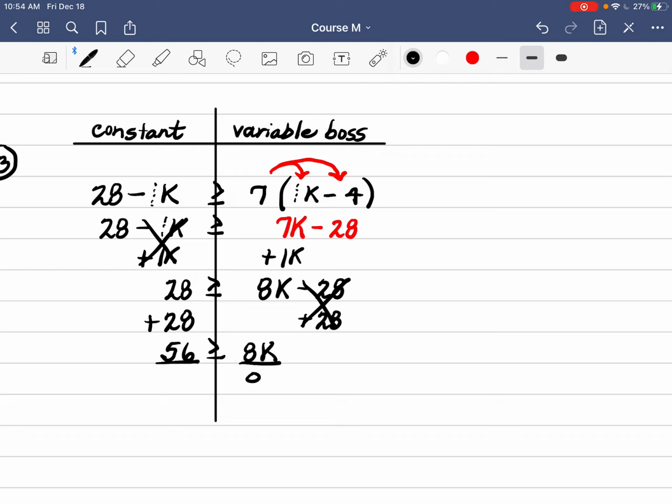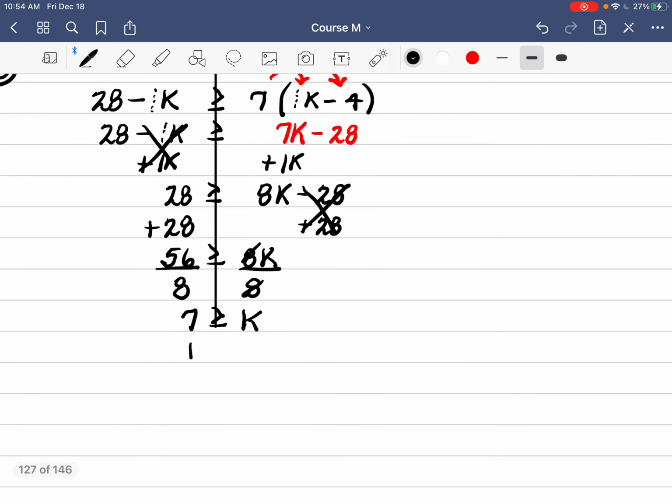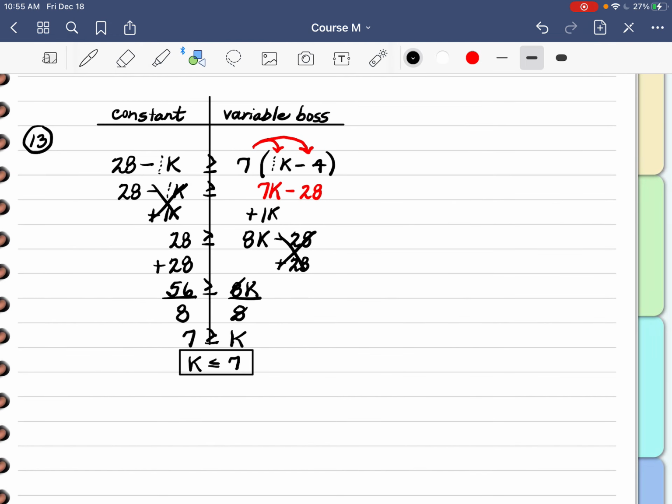Divide by positive 8, so nothing reverses. We end up with 7 is greater than or equal to k. And in standard form, that looks like this. I'm not changing the value. I'm just turning it around so that it's in standard form, because that lets me know which way my shading needs to go.